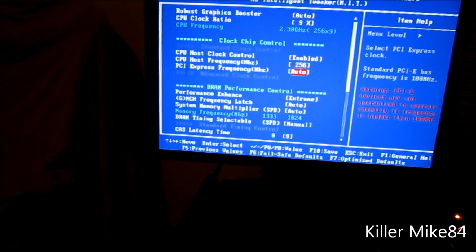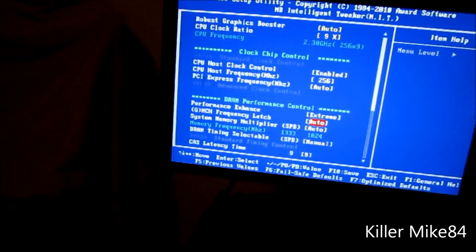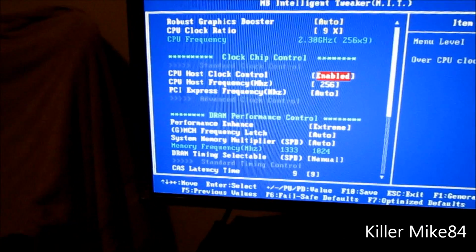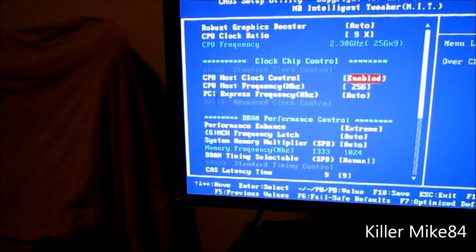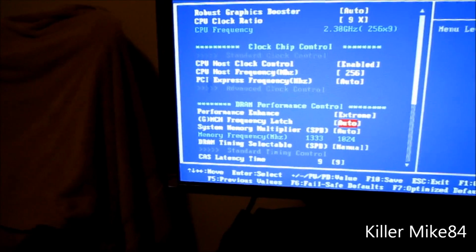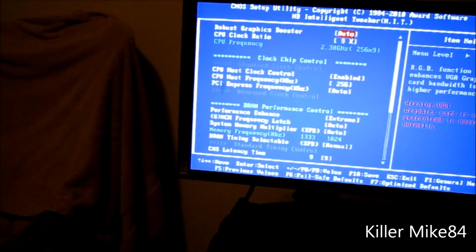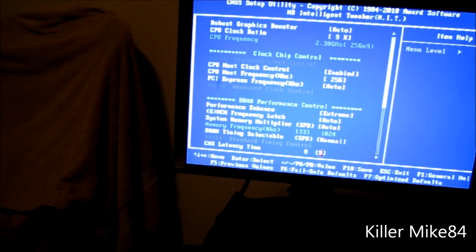I'm gonna just do 2.3, double the 2.15 hertz. It's quite easy how to overclock it. In the clock chip control, standard control, host, you enable it, and you could disable it. Frequencies, and you hit auto. I mean, extreme mode, high setting, because these memories could handle it. It's at 2.30 at the moment.